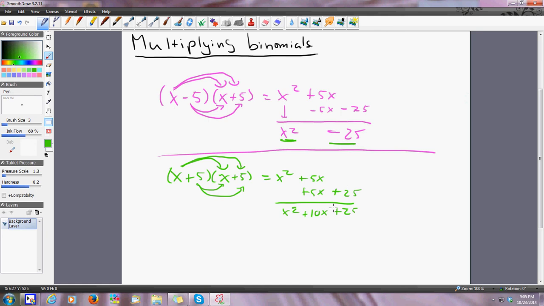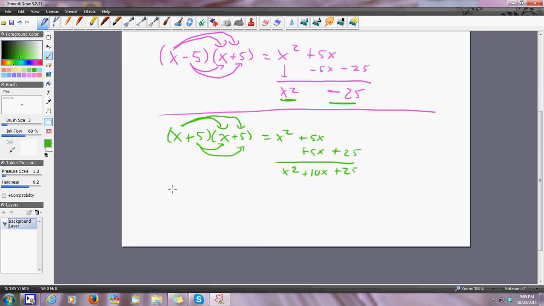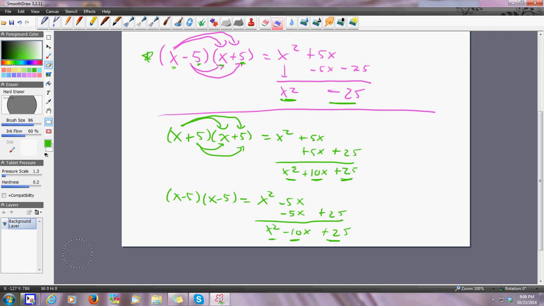And if you do x minus 5 times x minus 5, you'll get x squared minus 5x minus 5x plus 25, which is x squared minus 10x plus 25. So if the signs are the same, you still get three terms. But if the signs are different, but everything else is the same, x and x, 5 and 5, but different signs, you end up with two terms. This is a key concept that you'll learn later on, something called the difference of perfect squares. That's it. I hope you enjoyed this.